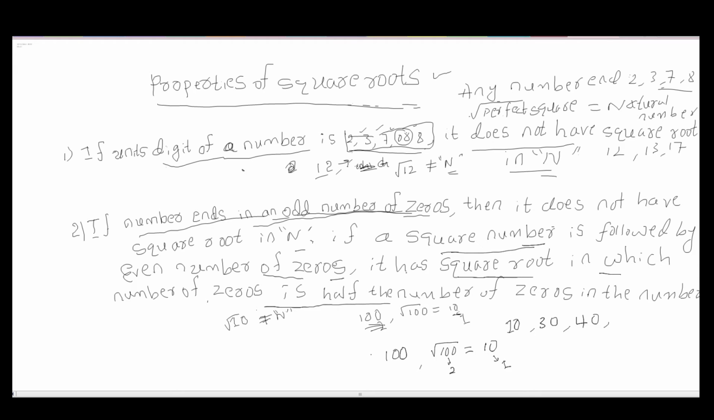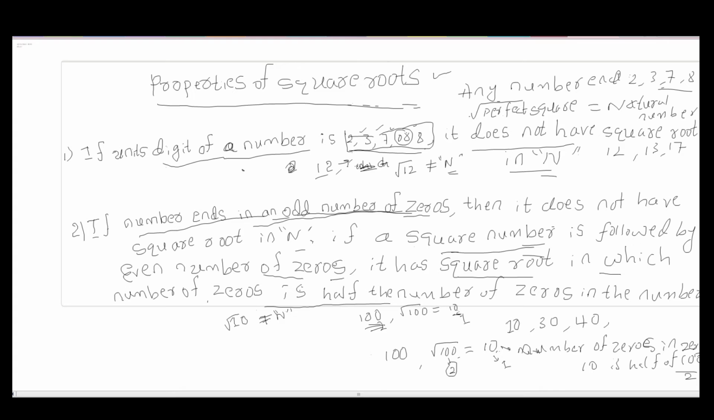If a square number is followed by an even number of zeros, it has a square root in which the number of zeros is half the number of zeros in the square. For example, the number of zeros in 10 is half of the zeros in 100. Like this we can easily understand.